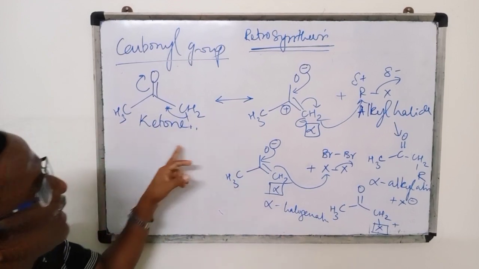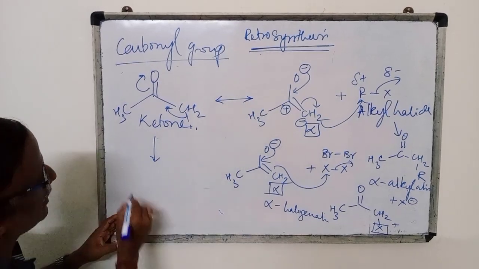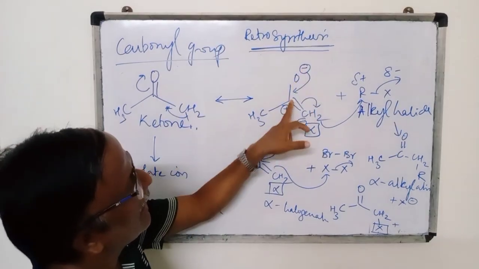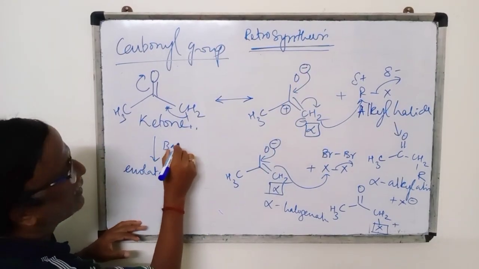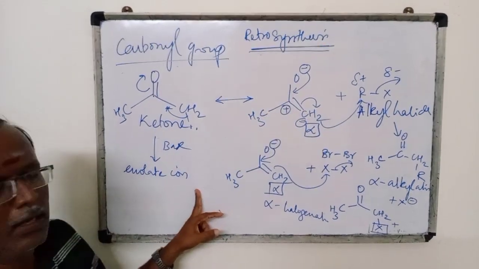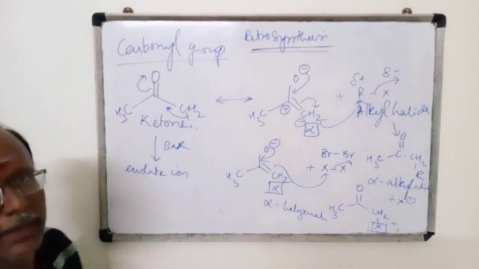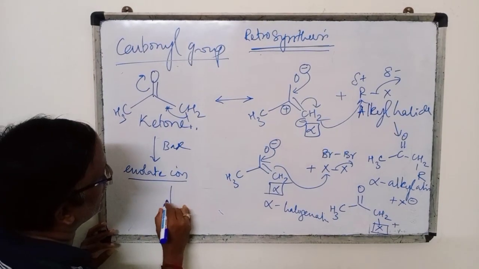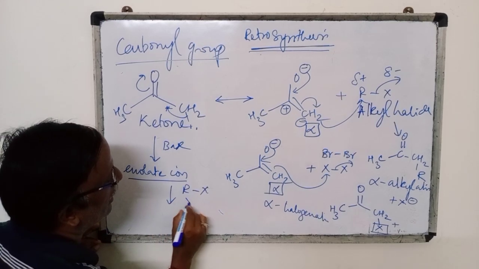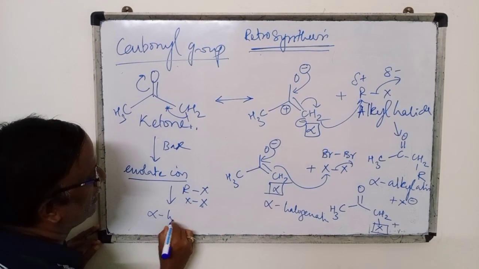So what is needed for alpha halogenation? You need to generate an enolate ion. What is the enolate ion? This enolate ion is where I am using a base or acid to generate a negative charge, and I am going to make an enolate ion. This enolate ion is going to add to another substrate molecule to give rise to the product. So you just generate an enolate ion either by using a base or acid, and then you treat this with either alkyl halide or halogen to give rise to alpha halogenation.